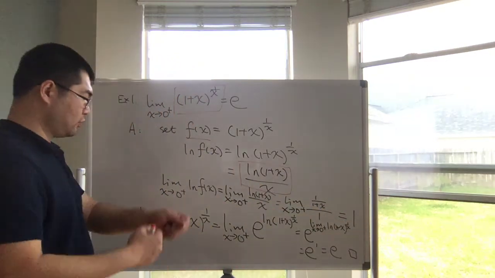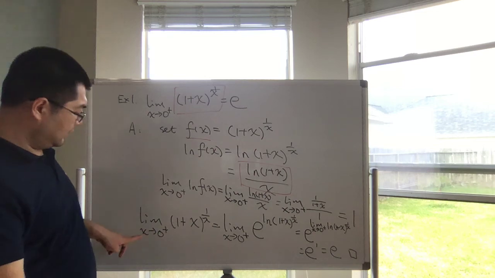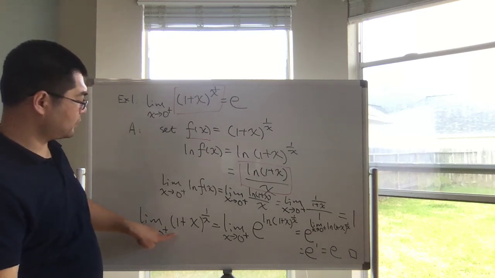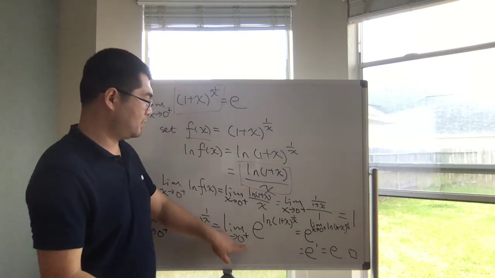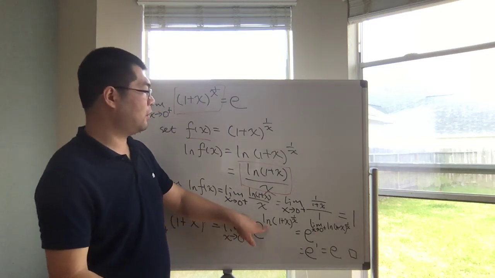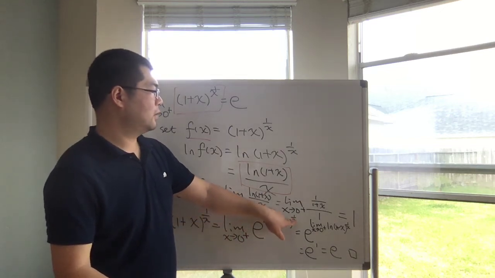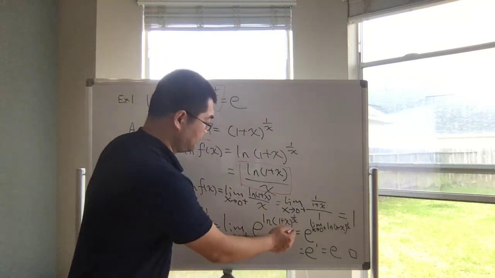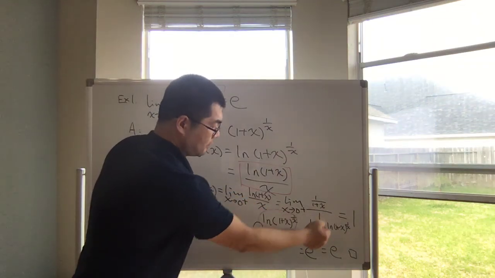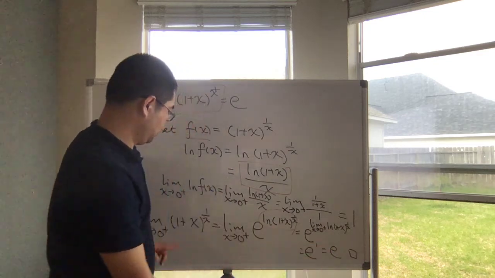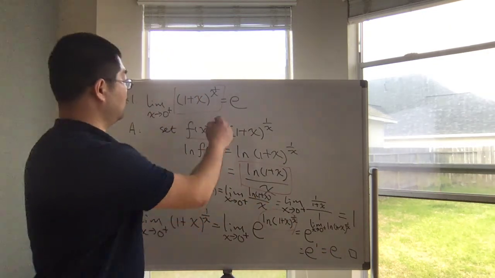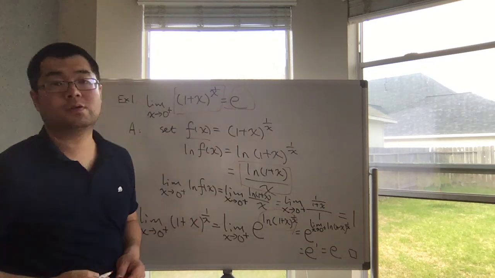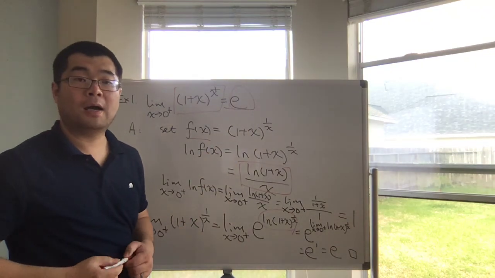Then we can use those transformations. The limit as x approaches 0 from the right of (1 plus x) to the power of 1 over x equals the limit of e to the power of ln of (1 plus x) to the power of 1 over x. We already know the limit of this part from the previous step, which is 1. So this limit is going to be e to the power of 1, which equals e. And then we finish the proof. So I'll stop here.